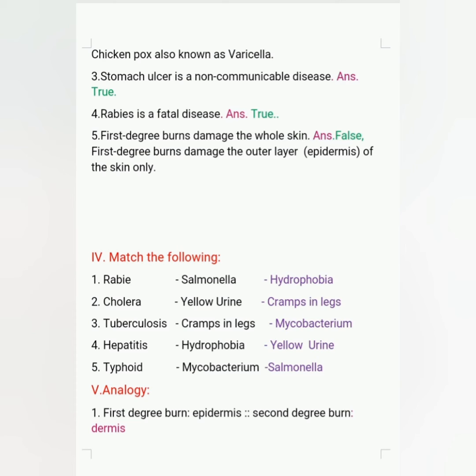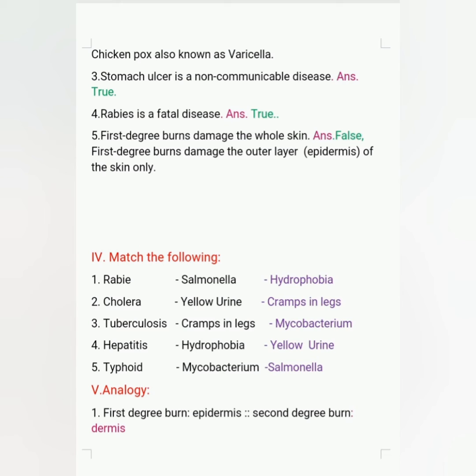The fourth Roman, match the following. Question number 1. Rabies. The correct answer is hydrophobia. Question number 2. Cholera. The correct answer is cramps in legs. Question number 3. Tuberculosis. The correct answer is Mycobacterium. Question number 4. Hepatitis. The correct answer is yellow urine. Question number 5. Typhoid. Correct answer is Salmonella.